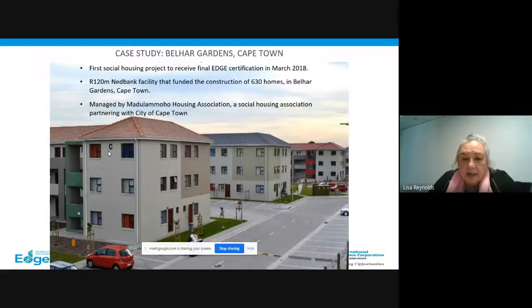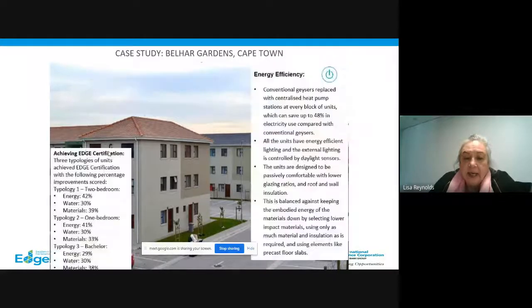But it's a social housing development. It's not a middle or high income residence. So they did the EDGE certification on it. And if you look at the energy efficiency side, they replaced the conventional geyser with a centralized heat pump, and it saved energy on the water. There's obviously efficient lighting. They looked at a smaller windows to wall ratio. And obviously they kept the energy down.